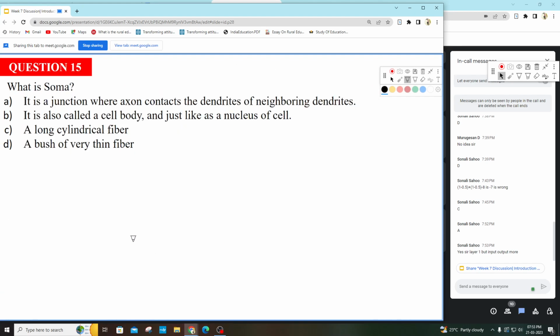Right, so question number 15: what is soma? A, it is a junction where an axon contacts the dendrites of neighboring neurons. B, it is also called the cell body, like the nucleus of the cell. C, a long cylinder fiber. D, a bush of thin fibers. Anyone who wants to guess? It is also called a cell body. Very nice. Any other guesses? Anyone who wants to contradict this statement? Yeah, B. Very nice.